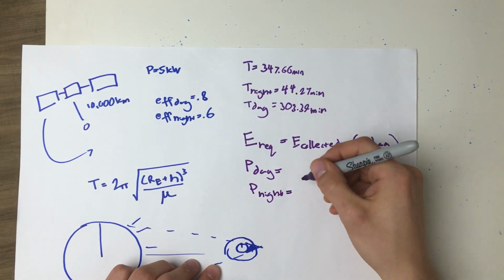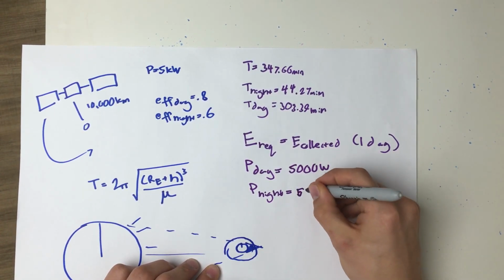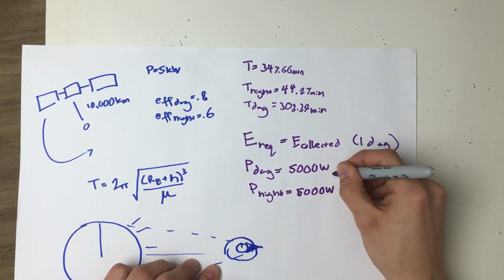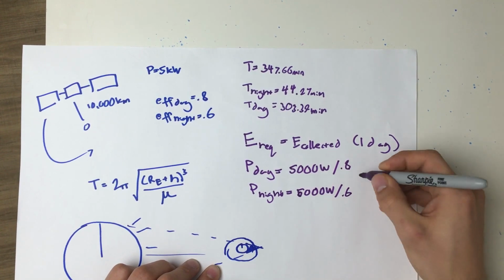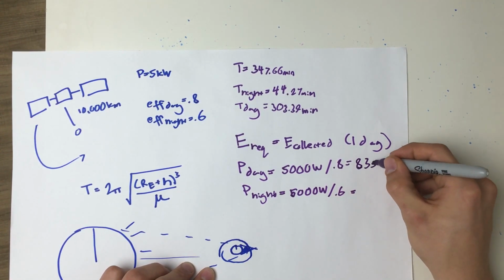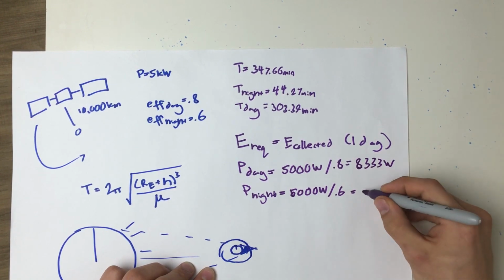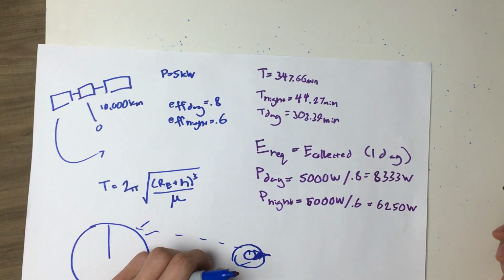The way an efficiency works is just going to be, we divide it by the daytime efficiency and the nighttime efficiency. If you do this, you will get 800, 333 watts, and 600, 250 watts. Difference we talked about before.